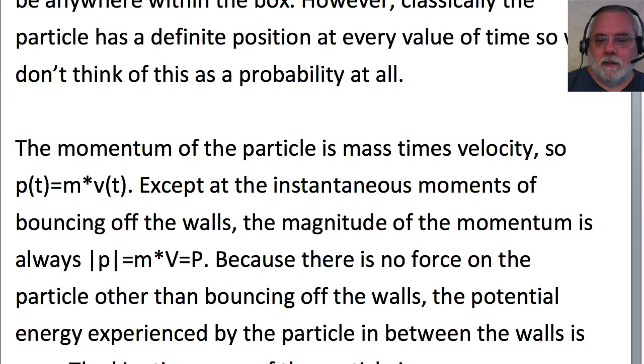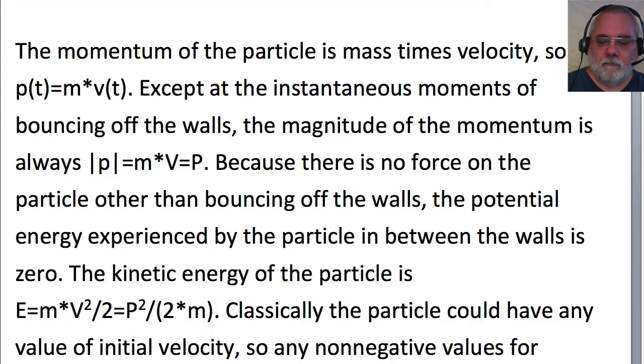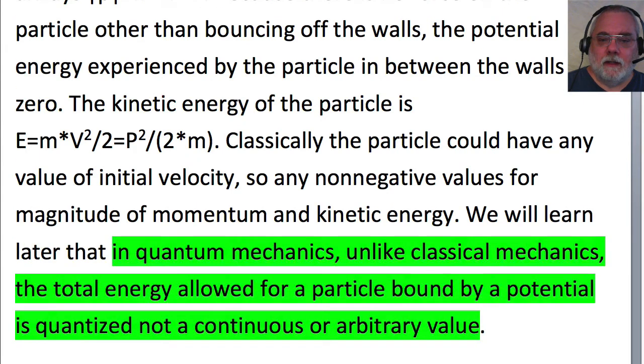The momentum of the particle is mass times velocity. So it's represented by lowercase p equals mass times velocity v. Except at the instantaneous moments of bouncing off the walls, the magnitude of the momentum is constant because the magnitude of velocity is constant. Because there's no force on the particle other than bouncing off the walls, the potential energy experienced by the particle in between the walls is zero. The kinetic energy of the particle is 1/2 mass times velocity squared, which is the same as the momentum squared divided by twice the mass.